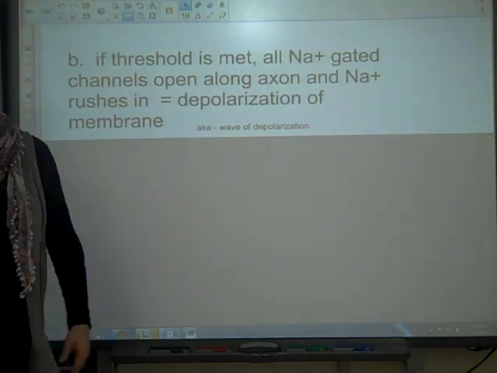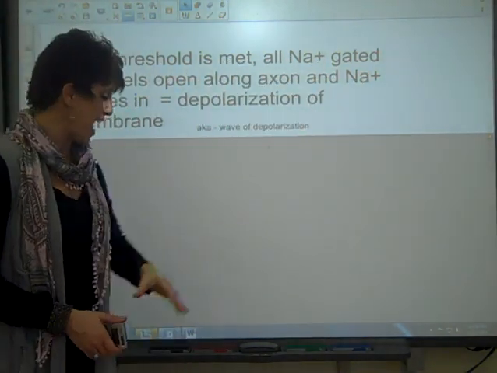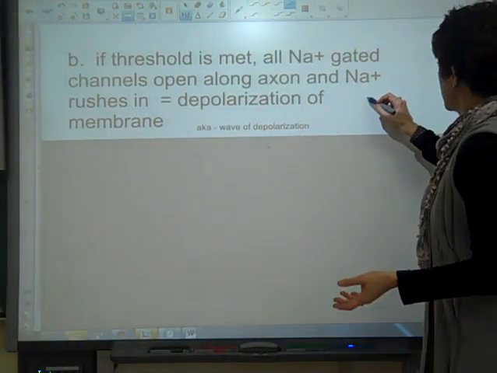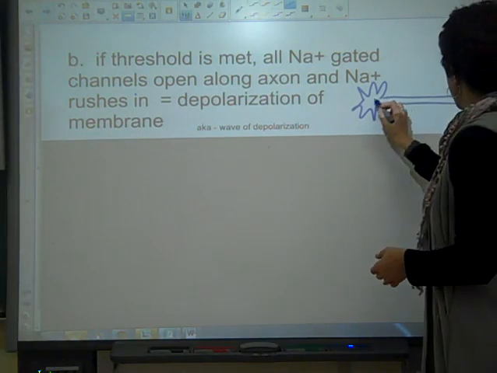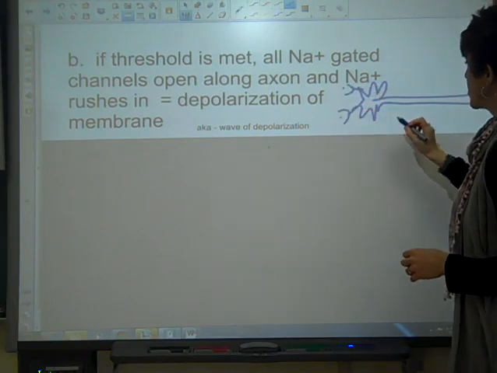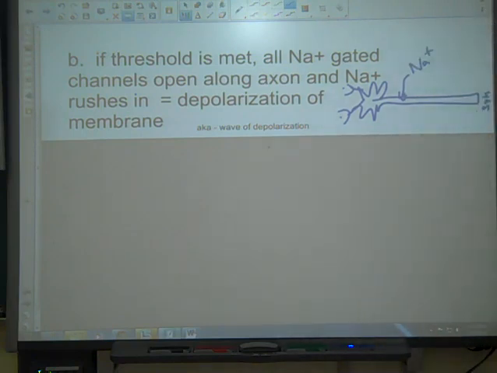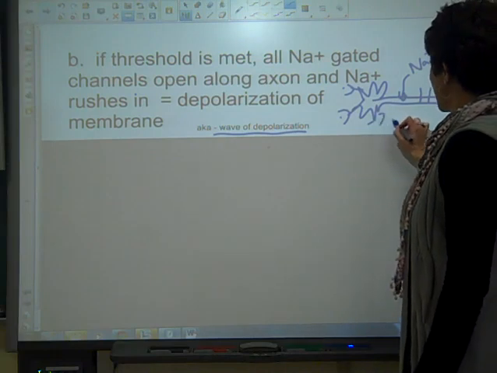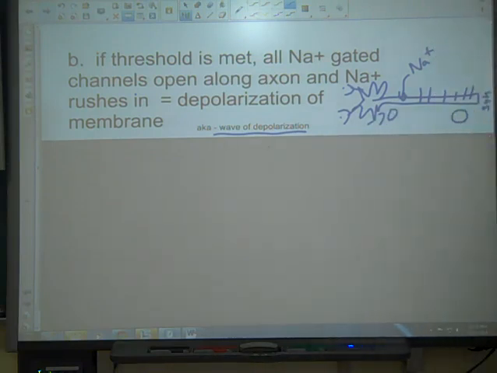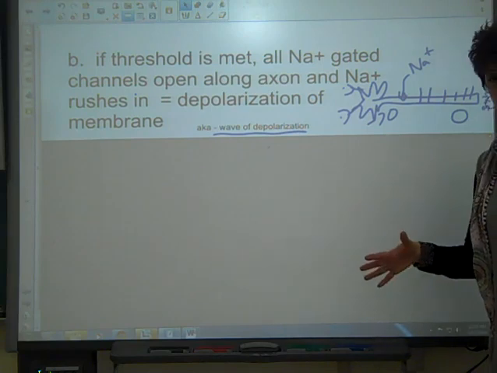All right, if the threshold is met, so once it meets that minimum value, all the sodium-gated channels open along the entire axon. So if I make a little picture here, here's the dendrites, here's the axon, here's the synapse. If enough neurotransmitters cause enough of these gates to open and enough Na+ to go in to meet the threshold, then all the sodium-gated channels will open. We call that a wave of depolarization. Depolarized because it started out at like -70 and maybe it's gone all the way to 0. So opened up all of those, letting the sodium in, changing it. Instead of being polarized, it's now depolarized.